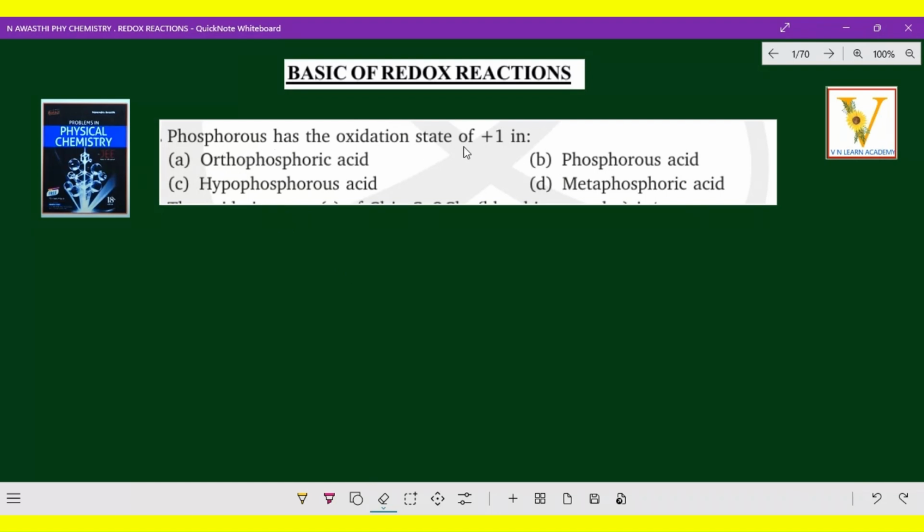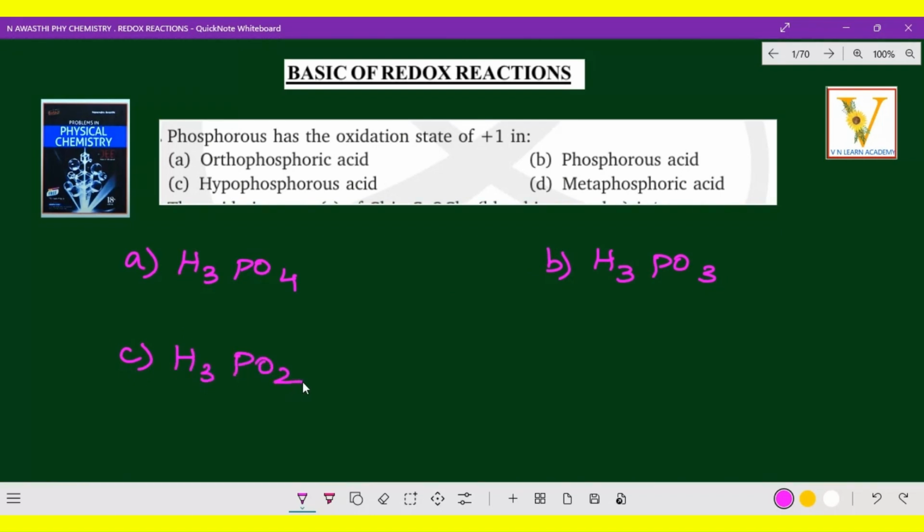Which compound has phosphorus in the oxidation state of +1? That is phosphorus they are asking. If we know the formula, easily we can identify the answer. Option A, orthophosphoric acid, that means H3PO4. Option B, phosphorus acid H3PO3. Option C, hypophosphorus acid H3PO2. And last one, D, metaphosphoric acid HPO3.